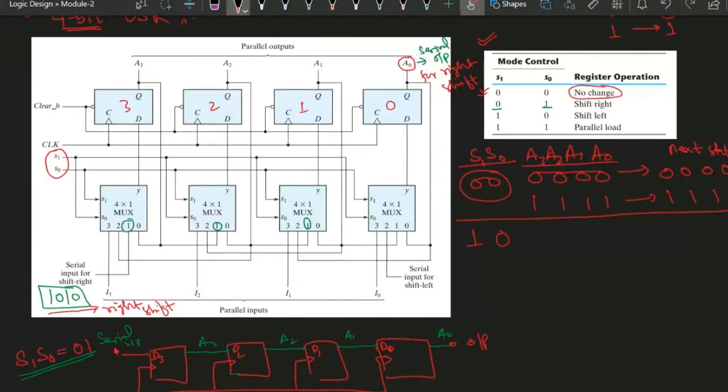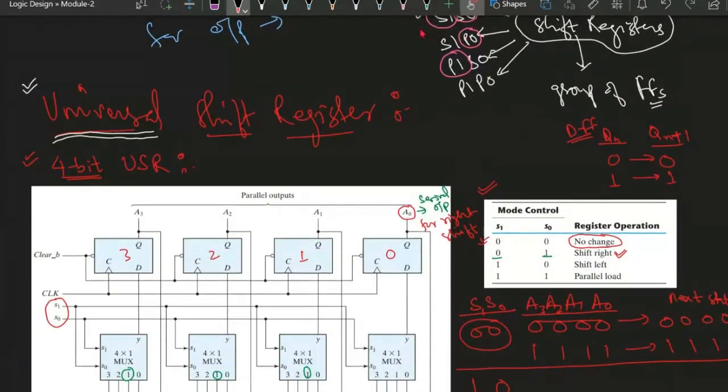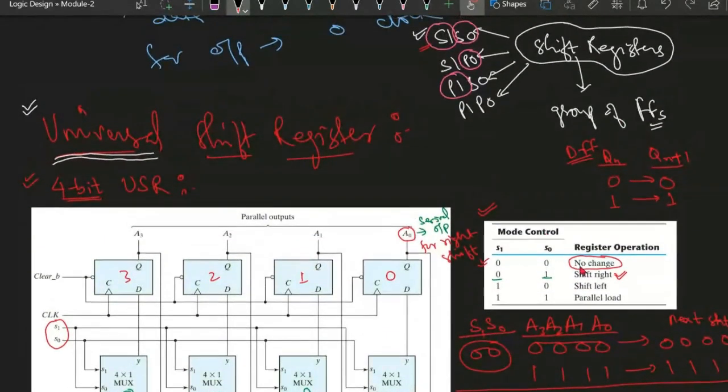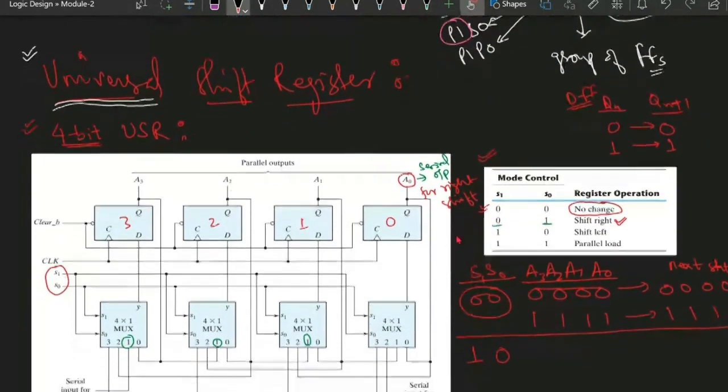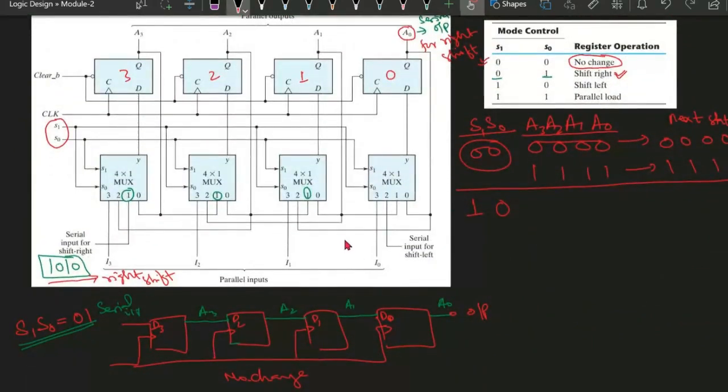So it is going to constitute, first of all, shifting in the right direction, and it is basically constituting the serial in, serial out condition. The first one can be implemented by using the case where S0 is 1 and S1 is 0. So this is going to work as a serial in, serial out. At that time, it is right shift.